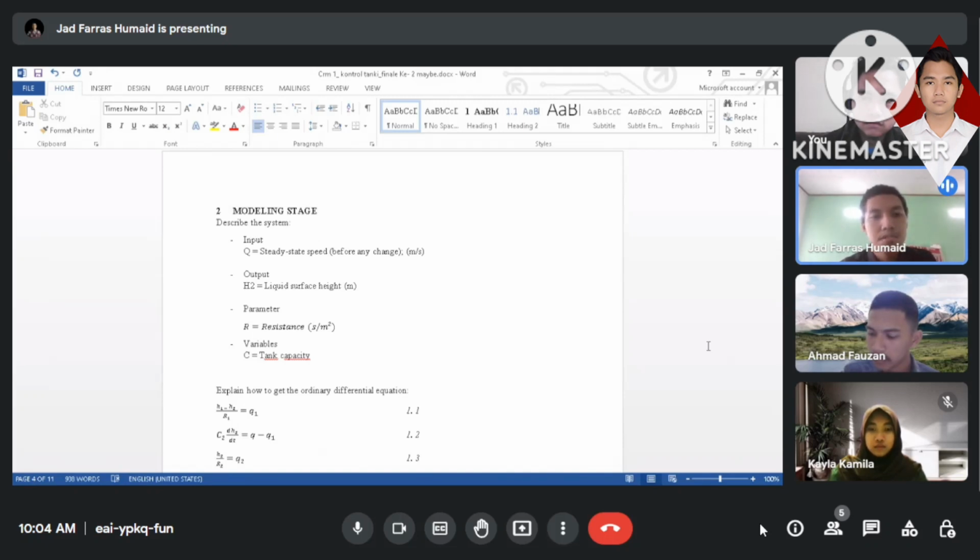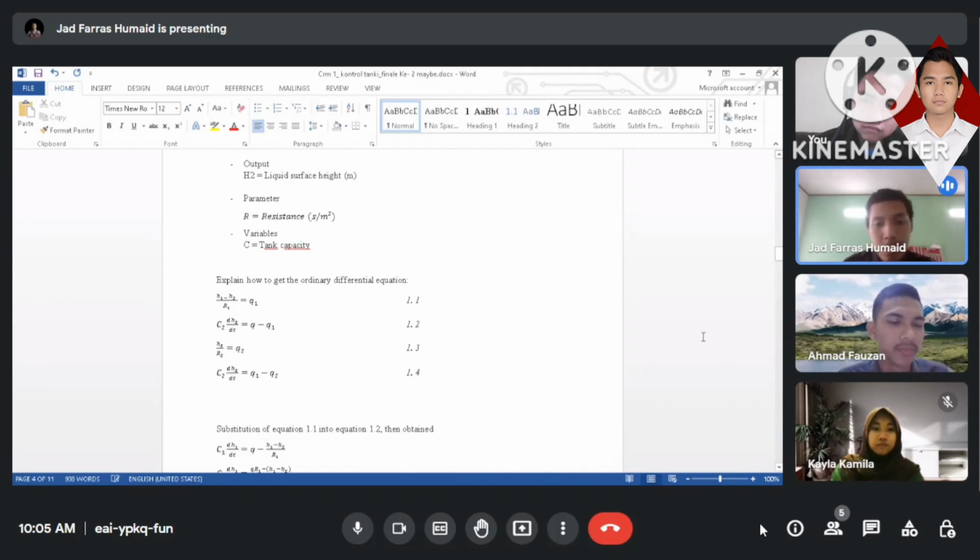As for the modeling stage, the system input is Q, the steady state flow rate before any change, and the output is H2, the liquid surface height in meters. The parameters are R, the resistance in s divided by m squared, and C, the tank capacity. Explain how to get the ordinary differential equation.